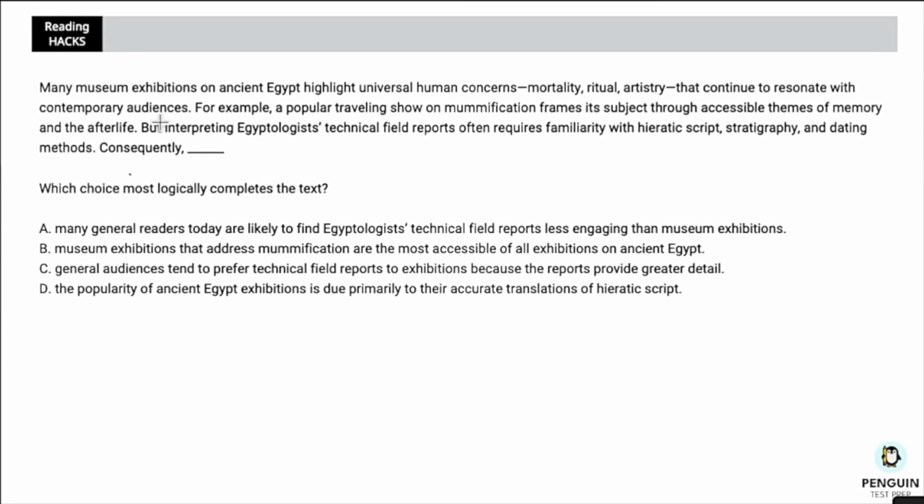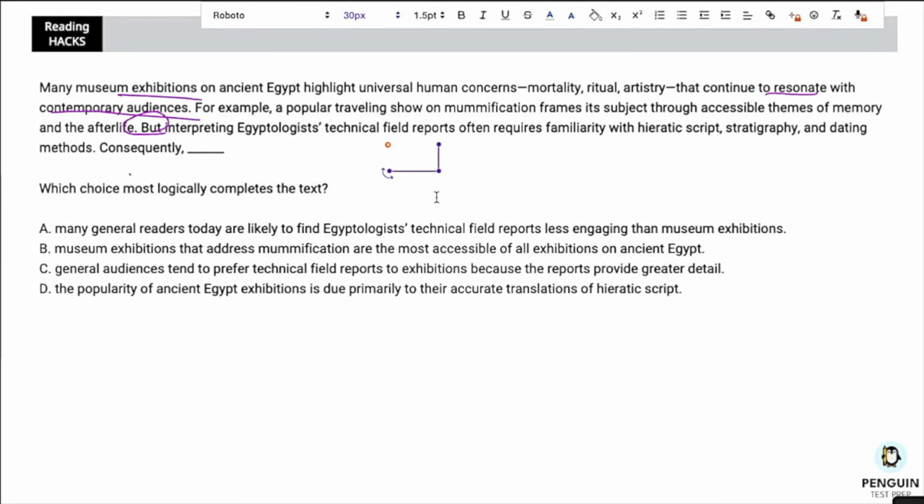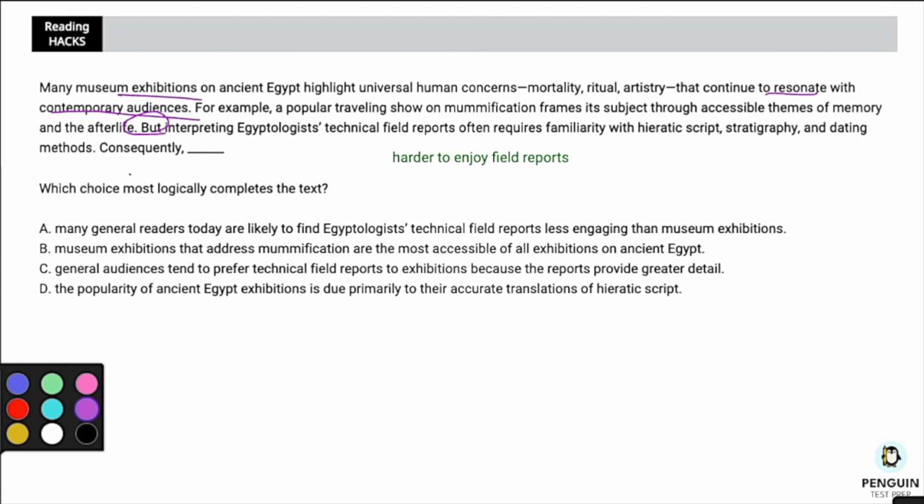Another quick tip is to look for contrasting words like but, right? But interpreting these field reports requires all this stuff. Consequently, and this is contrasting with exhibitions resonating with contemporary audiences. So my prediction is going to be something like harder to enjoy field reports. Now I'm going to eliminate answers that don't match that.